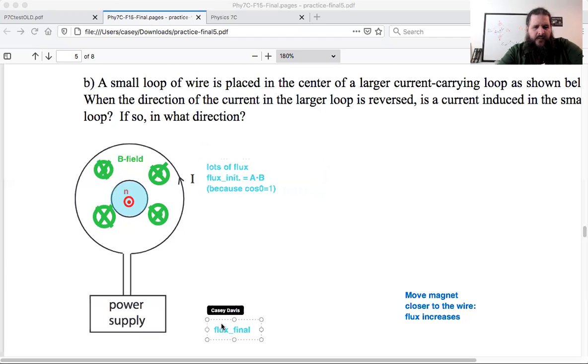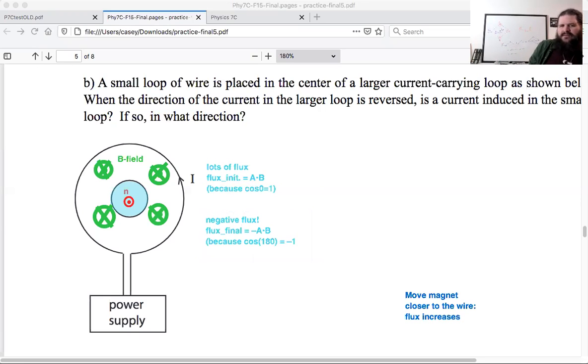So if we actually plug in 180 for the angle, flux final equals -A times B, because cosine of 180 is -1. So we end up with negative flux. And that's going to be kind of weird because we end up with magnetic field piercing through in the opposite direction. But let's focus on the idea of change. If we're changing from a positive amount of flux to a negative amount of flux, does that count as an increase or a decrease? Decrease.